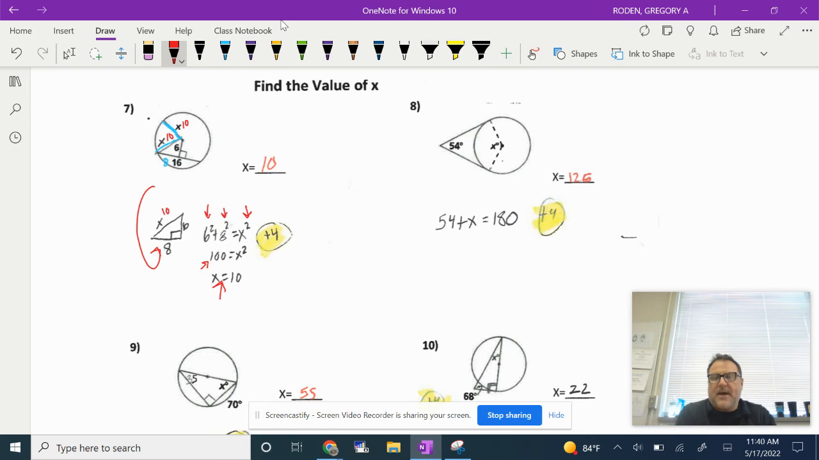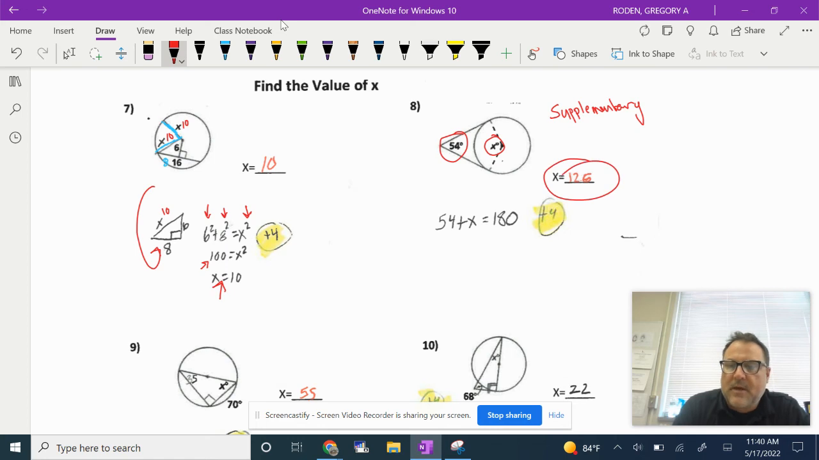All right, so the key fact you need to know about this one is this angle here and this angle here are supplementary. We learned that at the very beginning. Okay, they're supplementary. So you add them together, they equal 180. Solve for x, you get 126. And that was just 4 easy points right there for you. Okay? All right, the next one.